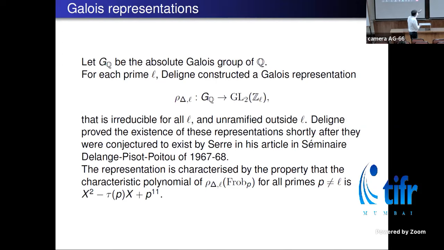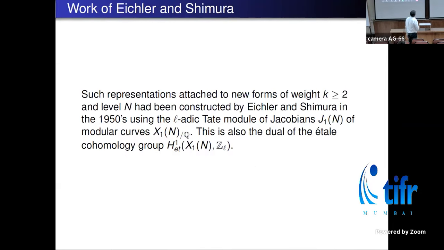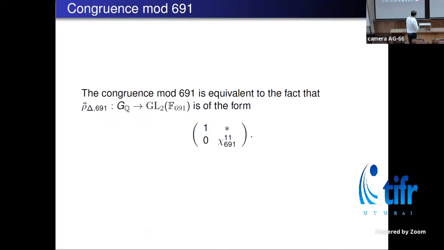Yeah, look at it. So you look at this into GL2 of Z mod 6, Z691, and you can reduce it mod 691, right? Then you get a mod 691 representation, and the congruence of Ramanujan, which is tau n congruent to sigma 11 n mod 691, can be re-expressed Galois theoretically as saying that if you look at this Galois representation mod 691, it degenerates in the sense it has smaller image than perhaps all of GL2. And so it's an upper triangular representation.